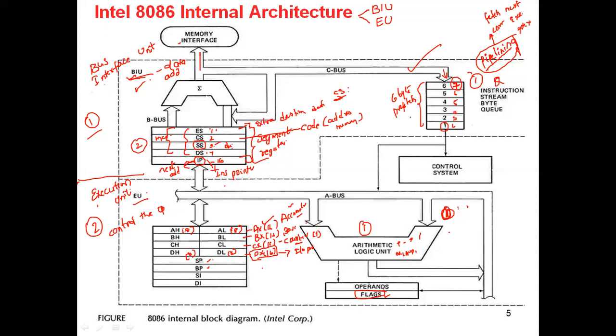So there are 8 general purpose registers, that is AH AL, BH BL, CH CL, and DH DL, which can be used to store 8-bit data individually and can be used as a pair to store 16-bit data. The valid pairs are AX, BX, CX, and DX. These are the general purpose registers.